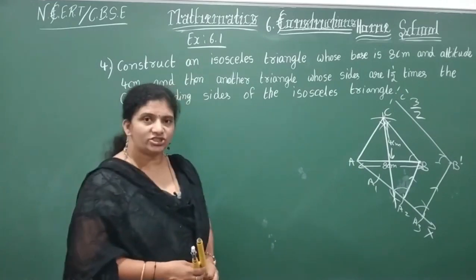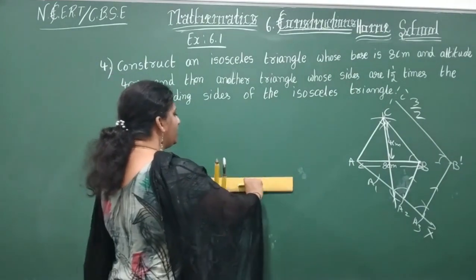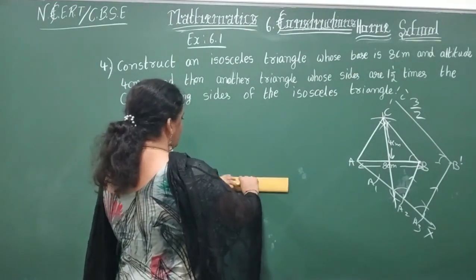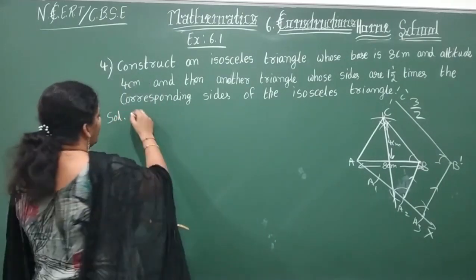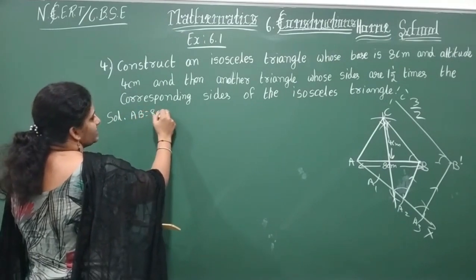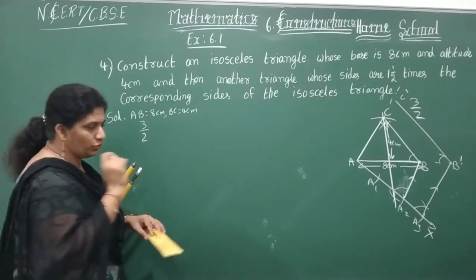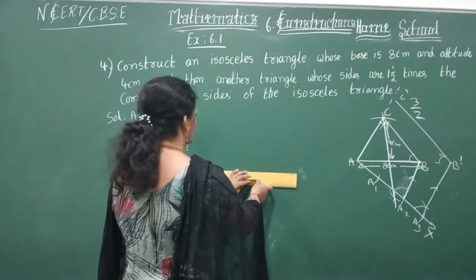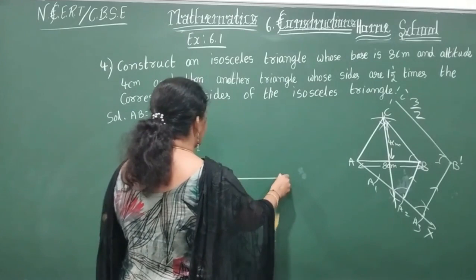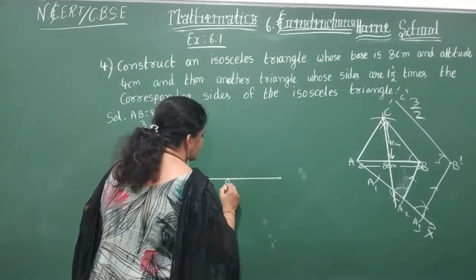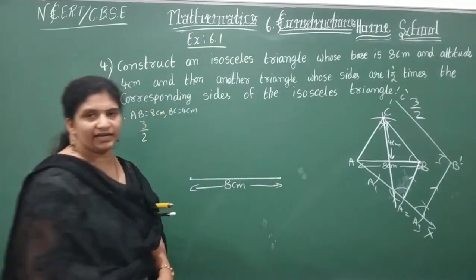Okay, let's start our original triangle here, children. So how do we start here, children? I've said for you, there are little changes in our measurement here. So now, first let us write here the solution. What is given? AB is equal to 8 centimeters. You have to draw a similar triangle in the ratio 3:2. So now what are you going to do here? Draw a line segment. This is 8 centimeters, children. Draw a line segment of length 8 centimeters.